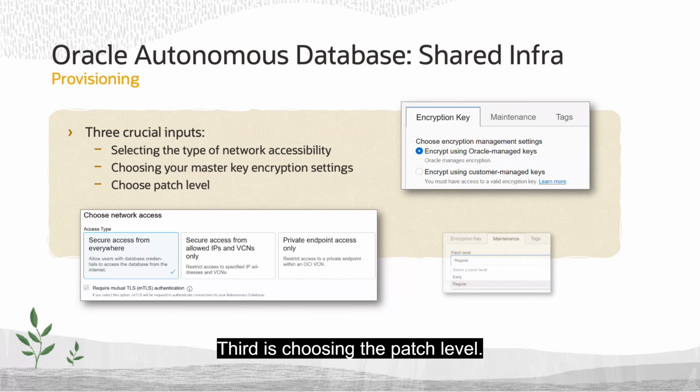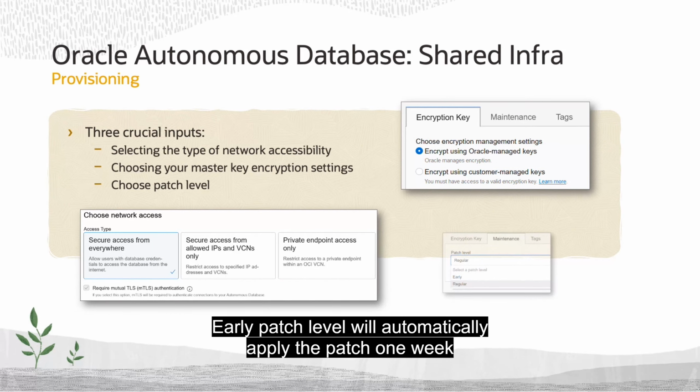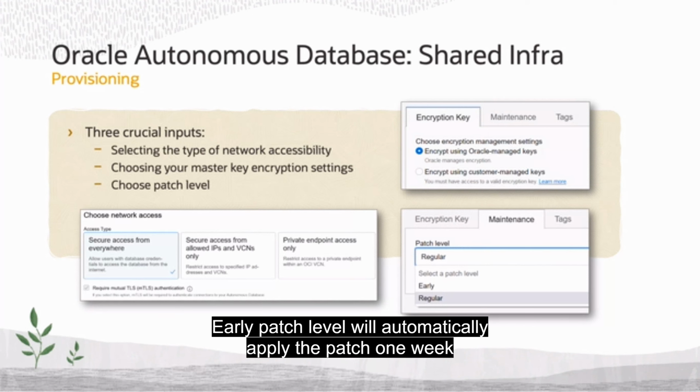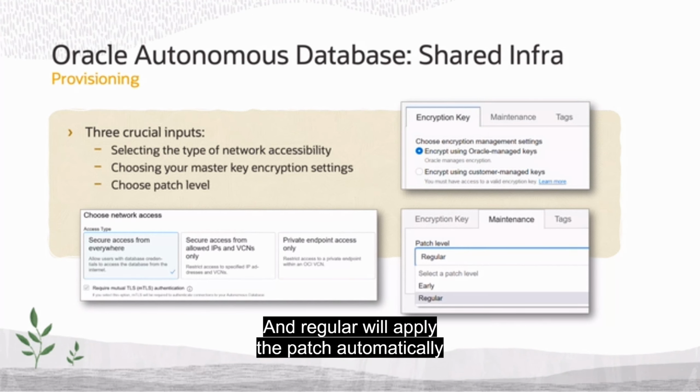Third is choosing the patch level. There are two different patch levels, early and regular. Early patch level will automatically apply the patch 1 week before the actual public release date, and regular will apply the patch automatically once it is released publicly.